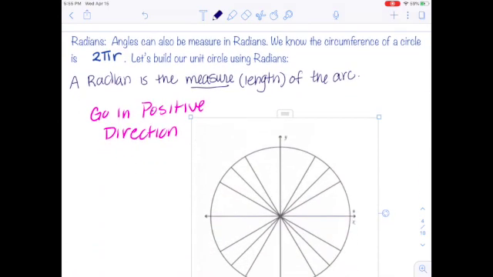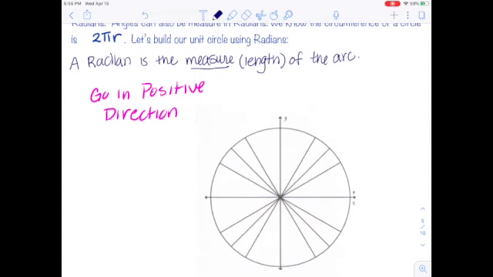Now let's move on and talk about radians. So angles can also be measured in radians. We know that the circumference of any circle is 2 pi r. So let's build our unit circle using radians. Our unit circle actually has a radius of 1. So when you plug in a radius of 1 into 2 pi r, your circumference is just 2 pi. So what a radian actually is, it's just the measure or the length of the arc.